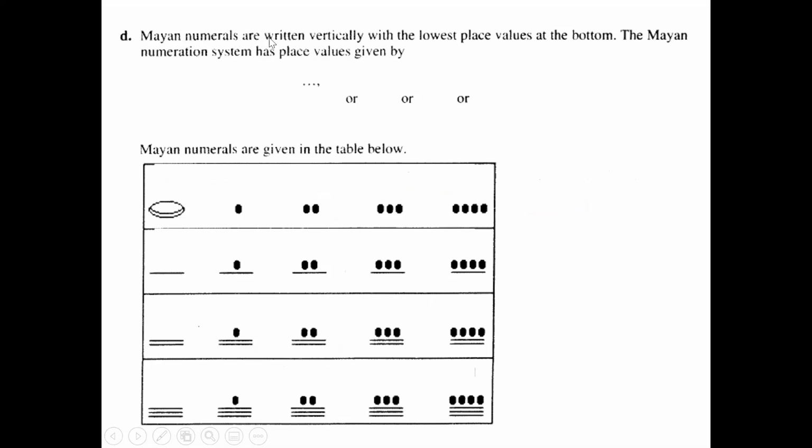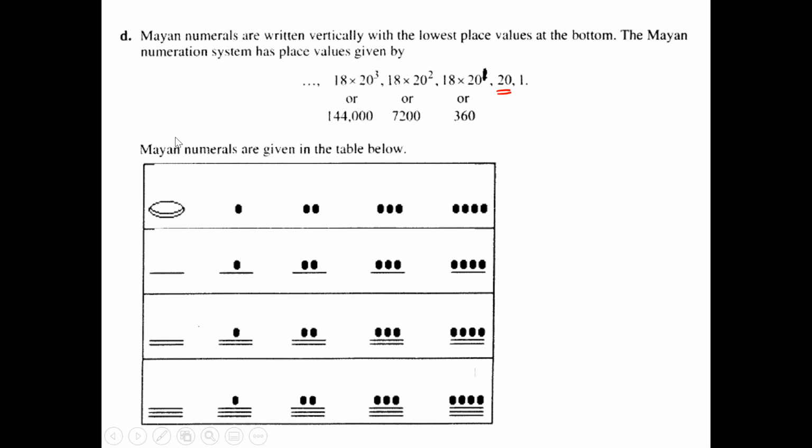Now, the Mayan numerals are written vertically with the lowest place value at the very bottom, and it is given by 18 times the base 20. If you look at this, 20 to the 3rd power is 20 times 20 times 20, and whatever that equals times 18 is 144,000. Then it goes down: 18 times 20 to the 2nd power, or 7,200; 18 times 20 to the 1st power; and then just 20, there's no 18; and then just 1.